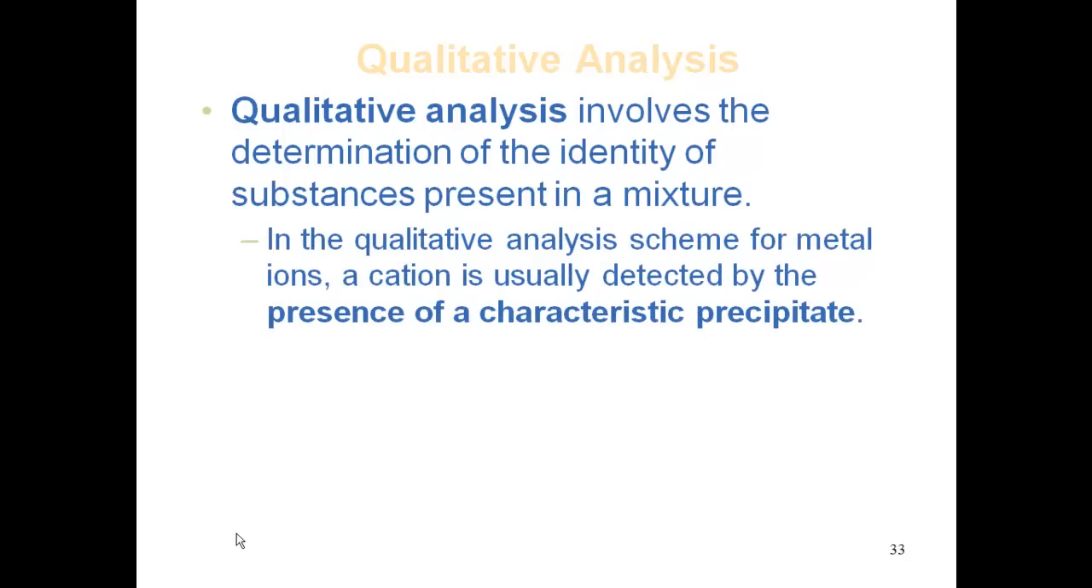In a qualitative analysis scheme for metal ions, a cation is usually detected by the presence of a characteristic precipitate. So we're going to add certain reagents to get certain metals to precipitate with certain characteristics. For example, I may add something to form a red precipitate with iron. If I add that substance and I get a red precipitate, I know iron's there. If I add that reagent and I don't get a red precipitate, I know iron's not present. So we can selectively see what's happening there by some characteristic precipitate.